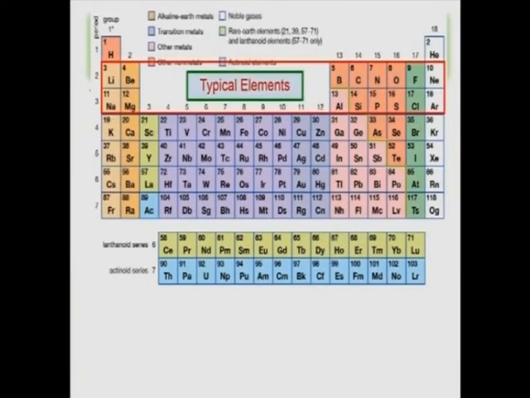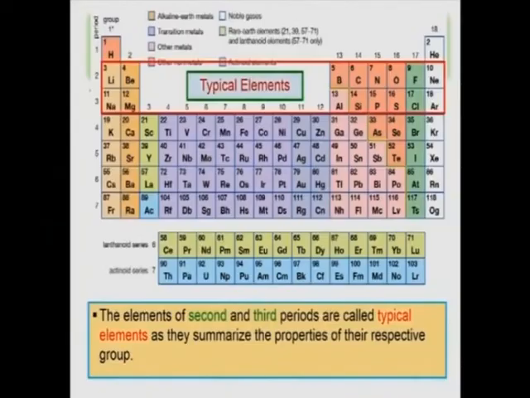If we talk about the elements in period 2 and 3, they are called typical elements. Why we call them typical elements is because they summarize the properties of their respective groups. For example, in group 1 we have sodium, which summarizes the properties of group 1, and in group 2 we have magnesium, which summarizes all the properties of group 2. That's the reason why we call them typical elements.